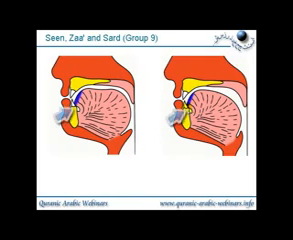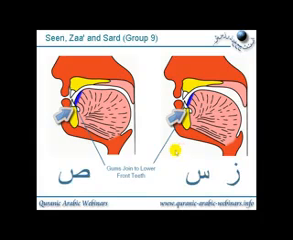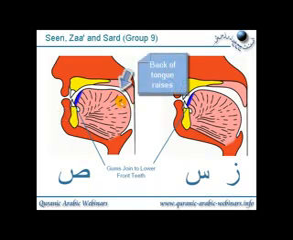Group 9 is where the tip of the tongue touches the bottom gums and the inside bottom front teeth. And the 3 letters are Za, Sin, and Sod. And again, Za, Sin, the tongue touching the lower gums and the bottom of the inside teeth, the tongue as normal, and Sod, Sod, a bit more pressure on the tongue and the back of the tongue will lift a little bit. So that was group 9.